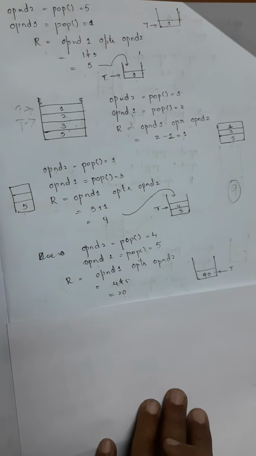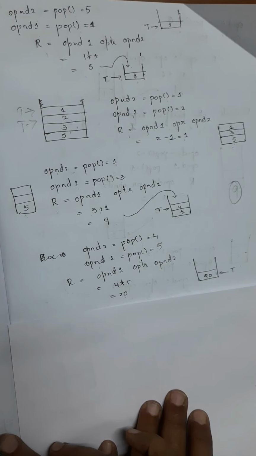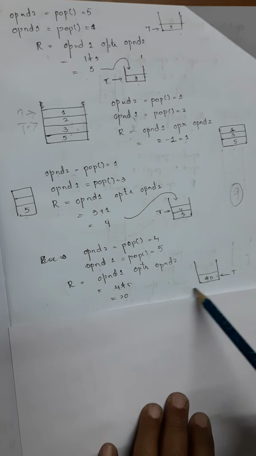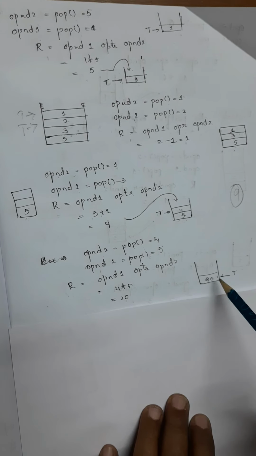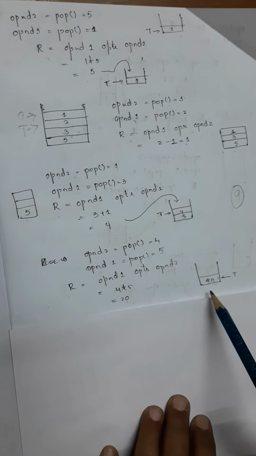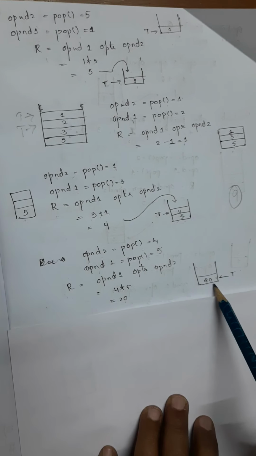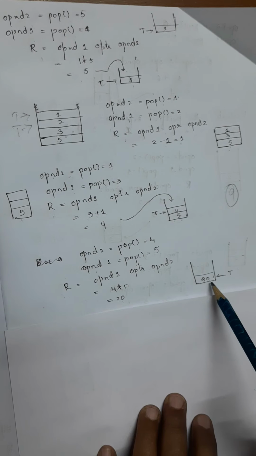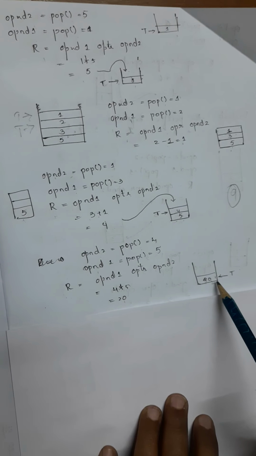Then we read the next element, that is end of the expression. So we stop the process and we display whatever is on the stack top as the result of the postfix expression, which happens to be a value of 20 here. So this is how the stack operations are used to evaluate the postfix expression.